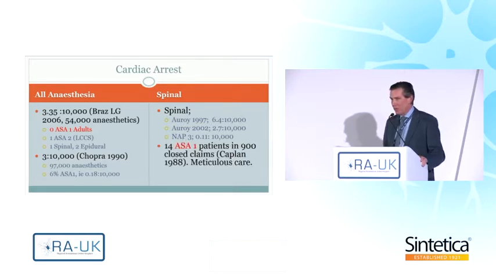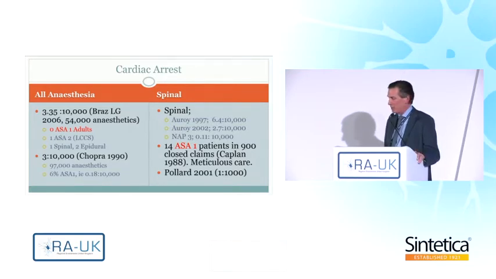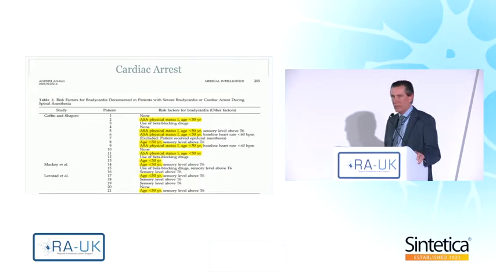14 ASA1 patients with meticulous care in the closed claim analysis by Kaplan. Worrying. And Pollard in 2001 wrote a review, and he estimated, rather surprisingly, that the incidence of cardiac arrest in fit young adults could be as high as 1 in 1,000 with a spinal anesthetic. I think that's a bit of an exaggeration. But when he reviewed the literature, look at this. These are the cardiac arrests or severe bradycardias. I've highlighted all the ones where the ASA class was 1 or the age was less than 50.